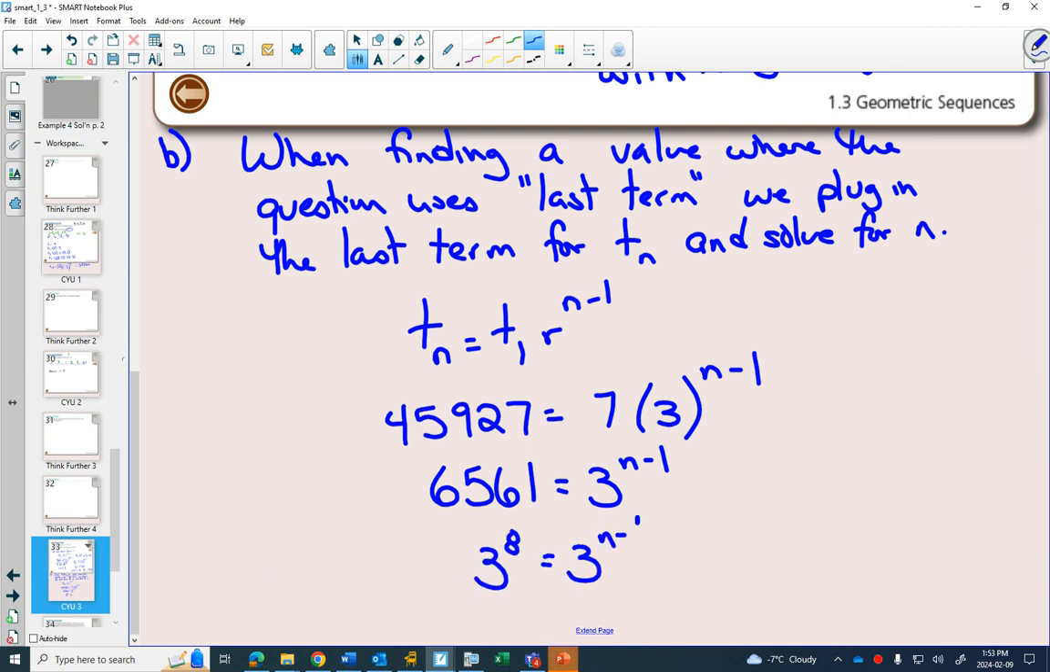Okay, so now I know through some pretty good logic that 6,561 is 3 to the 8. And now you have to come up with something brilliant to figure out what n is. 3 to the 8 happens to equal 3 to the n minus 1. What do you think n could be? That would make it 4.